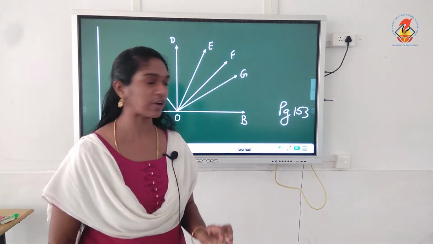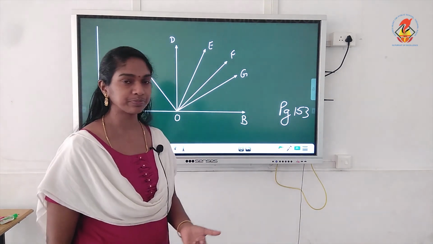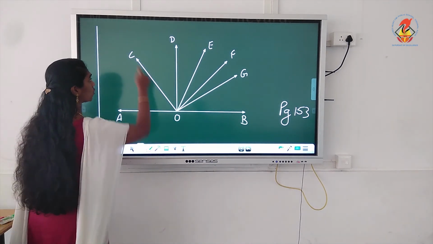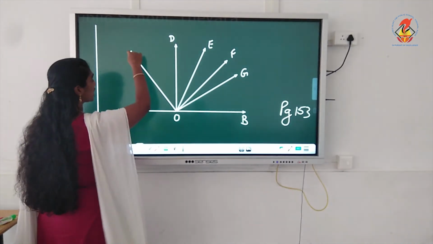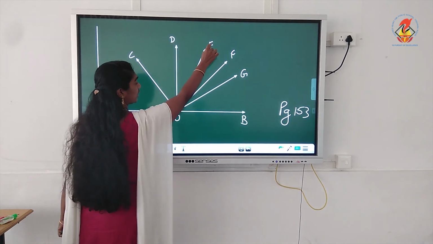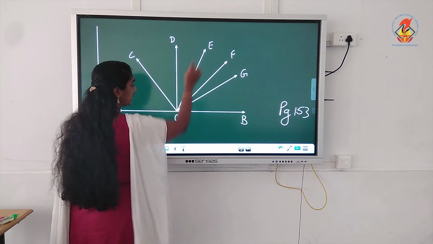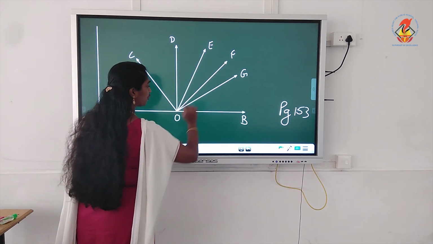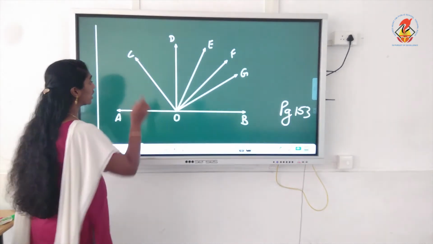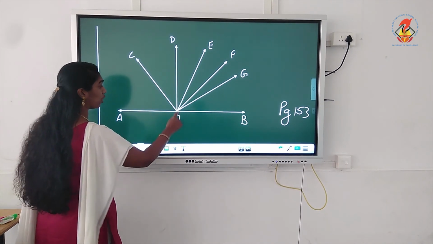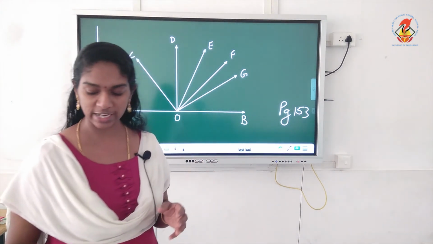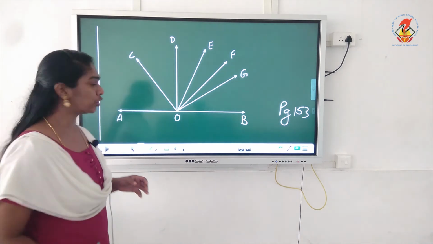Then coming to question 5, that is a figure that I have drawn over here. There are many angles here. You can see angle AOC, angle COD, angle DOE. All these are angles. EOF, FOG, GOB. All these are angles. Similarly, this is also an angle AOD. However you want, you can get an angle. So you have to arrange your protractor according to that.